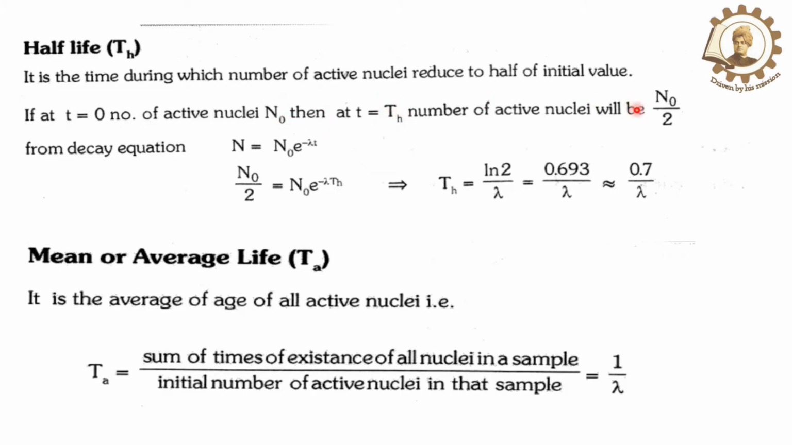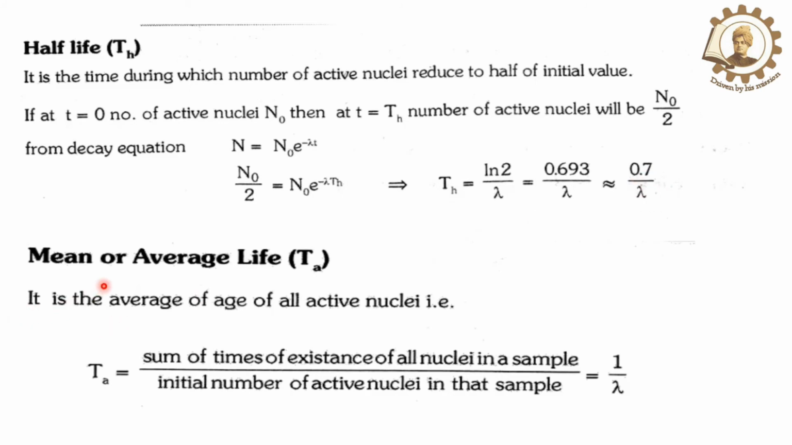If you substitute this condition in the decay equation, at time t = T_h, that is the half-life, the number of nuclei is N0/2, which is half of the initial concentration, and N0 remains N0. If we calculate this, we get the half-life as t_half = ln2/λ, which we write as 0.693/λ, close to 0.7/λ. So half-life is equal to 0.7 divided by the decay constant.